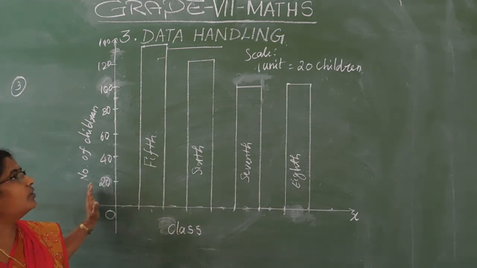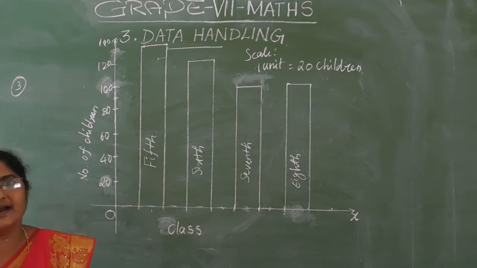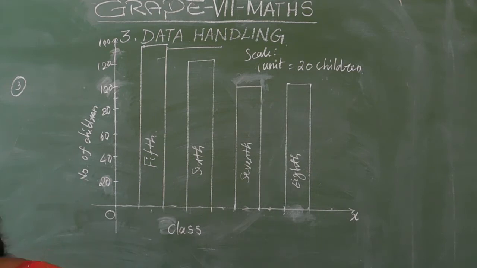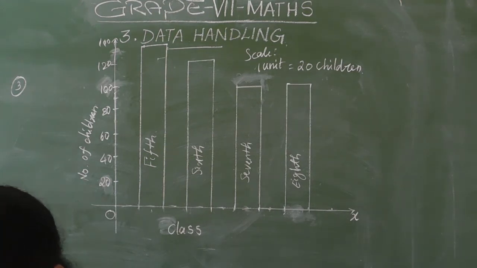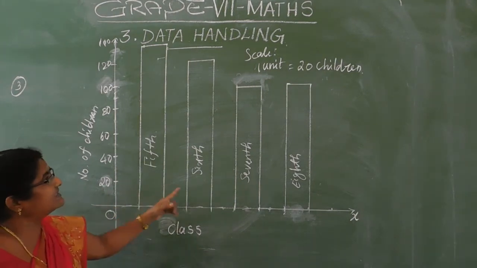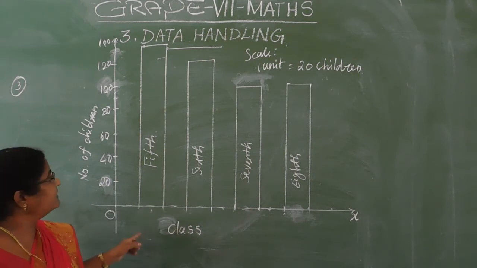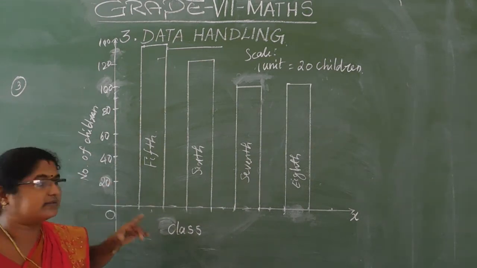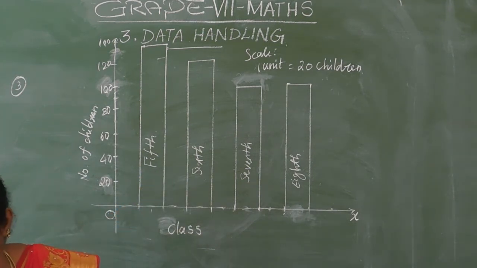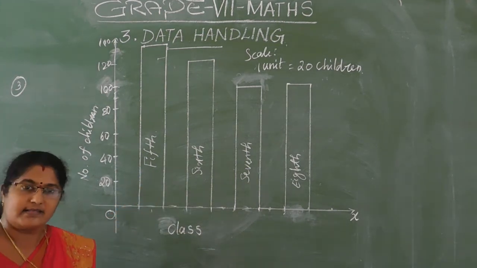Okay. So likewise, according to the given data, we have to select the unit scale. Second question, answer the following questions. Which class has the maximum number of children and minimum? Which class has the maximum number of children? Which class, which bar is the highest? The fifth. The class 5 has the maximum number of children, that is 135.